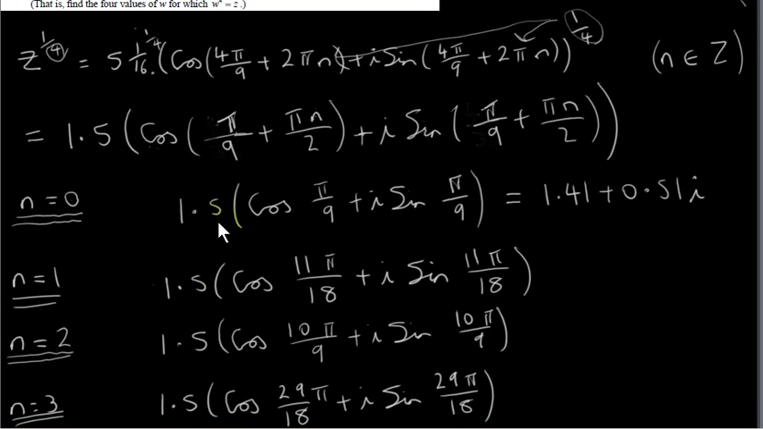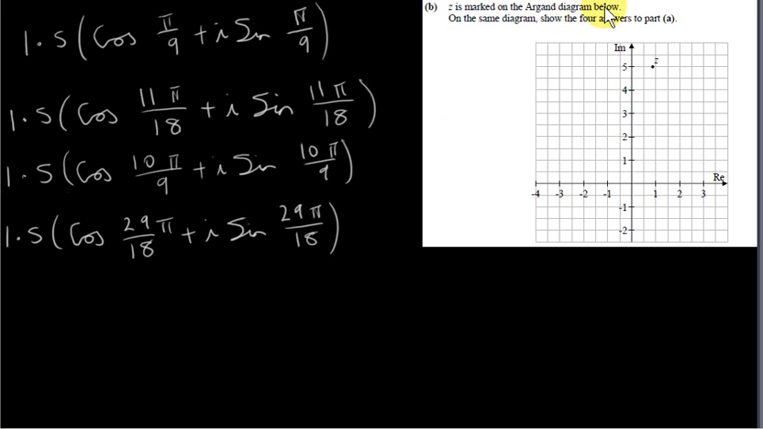If you want to, you can go and evaluate this here. 1.5 times the cos of pi over 9 is 1.41 to 2 decimal places. 1.5 times the sine of pi over 9 is 0.51 to 2 decimal places. So, you can do this, but normally you can just leave them like this. Leave the complex numbers in polar form.